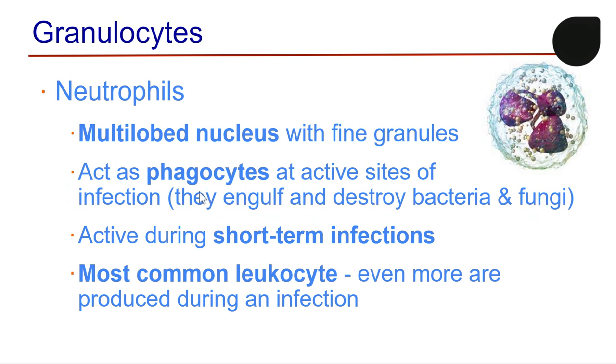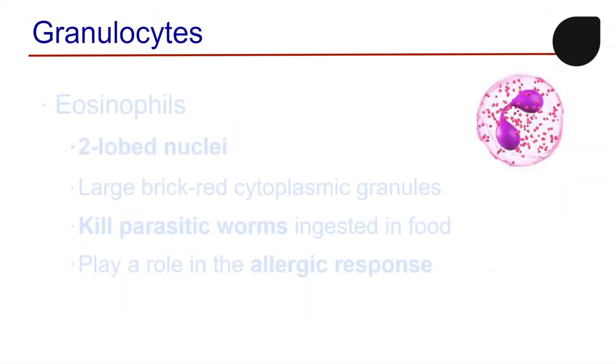These guys act as phagocytes, right? They eat. Phago means to eat. So they can eat or engulf foreign material where you might have an infection to get rid of, and break down those bacteria or other things that may be making you sick or could make you sick. You're going to see these are active during short-term, or acute, infections. So if you take someone's blood and do a complete blood count, and you see their neutrophils are up, it might be because they're fighting off a short-term infection, right? And they might have even more if they have an active infection.